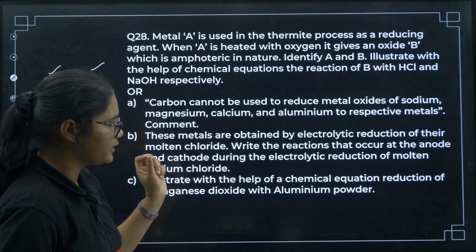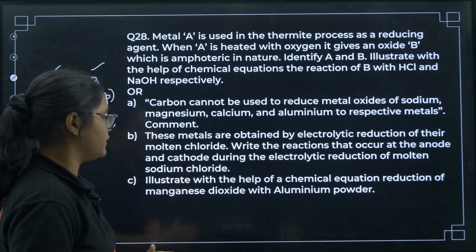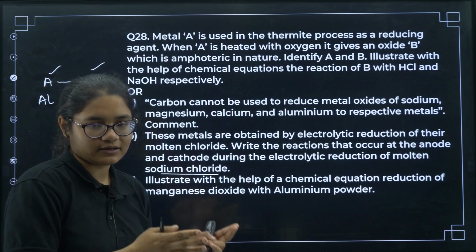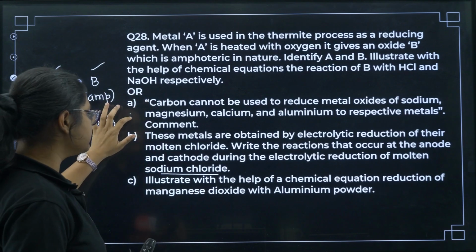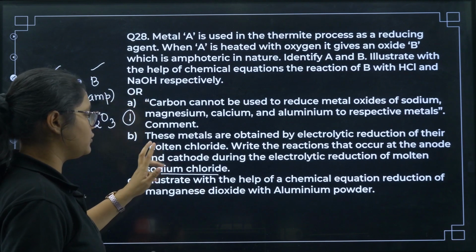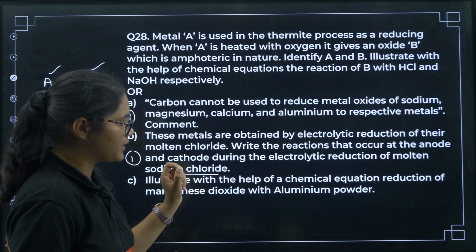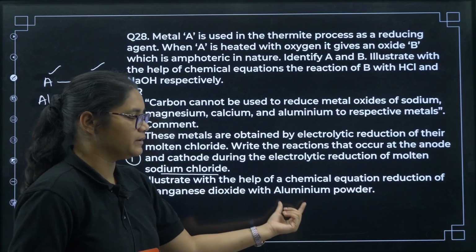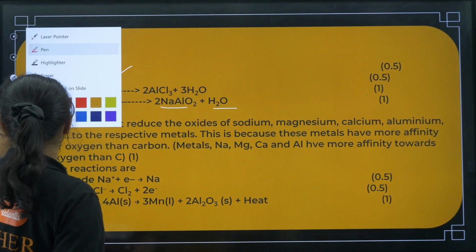Write the reactions that occur at the anode and cathode during the electrolytic reduction of molten NaCl. Okay, so you have to write the reactions at the anode and cathode. This question carries 1 mark. Here you write 2 reactions, half a mark each. Next, illustrate with the help of a chemical equation the reduction of manganese dioxide with aluminium powder. This reaction will give you 1 mark. Okay, so let us see the answers here.